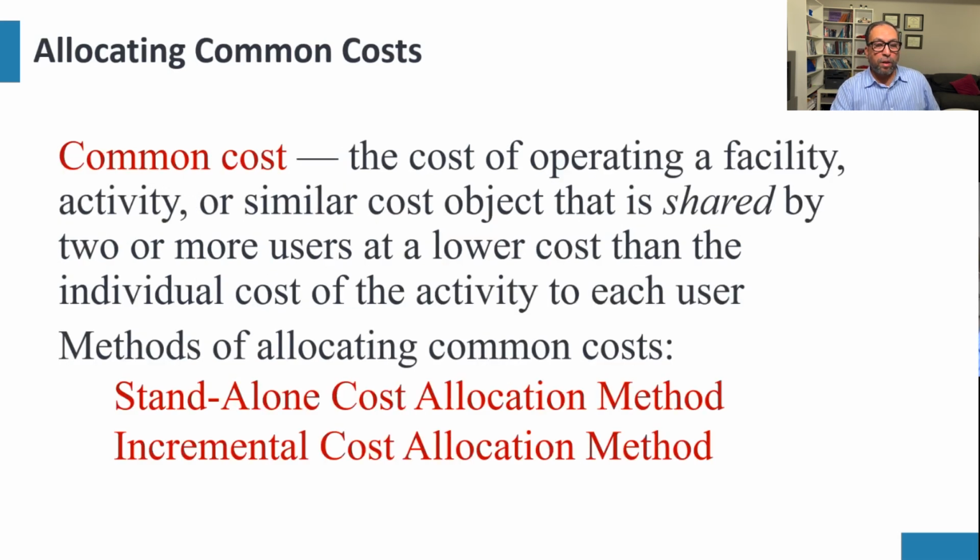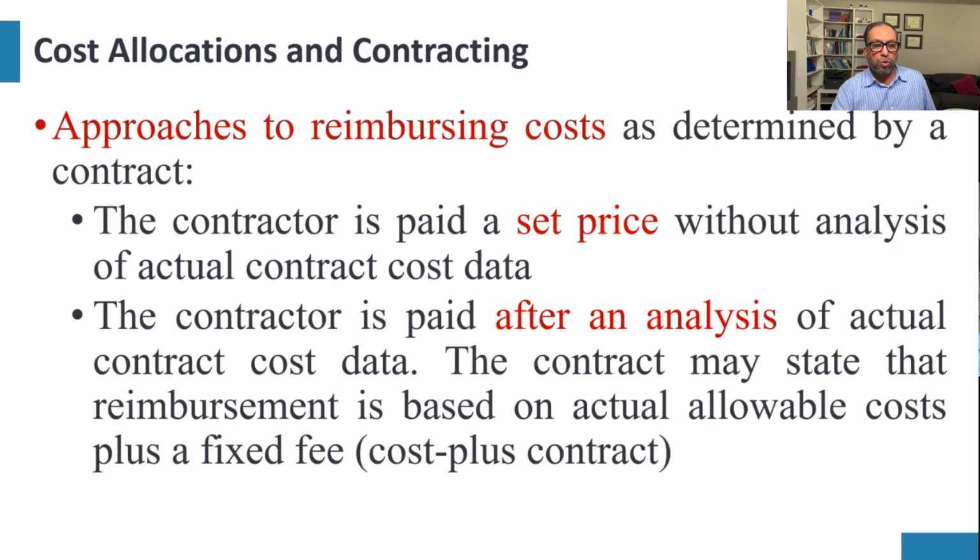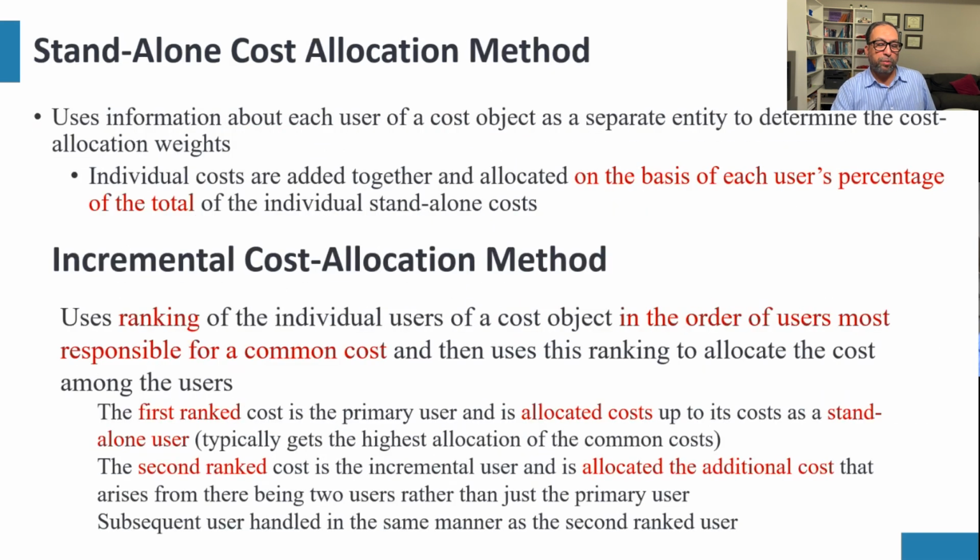The last point is that if there is a common cost, the cost of operating a facility, activity, or a similar cost object that is shared by two or more users at a lower cost than the individual cost of the activity to each user, the methods of allocating common cost are the standalone cost allocation method or the incremental cost method. And we can use either of these two depending upon the situation.